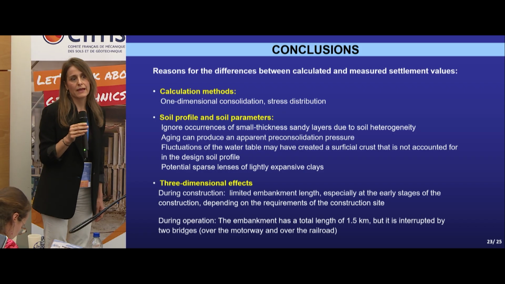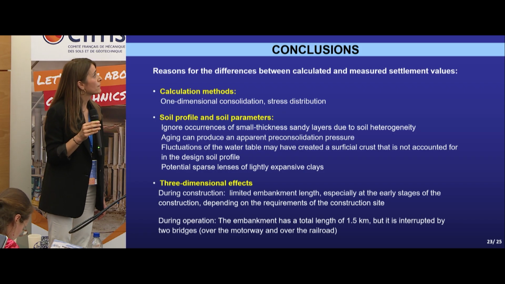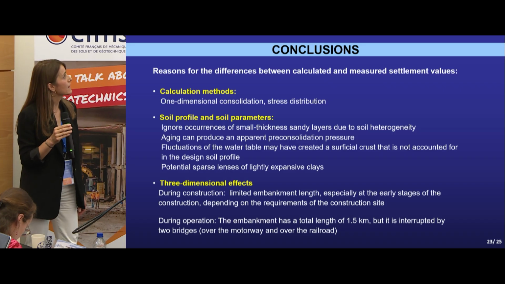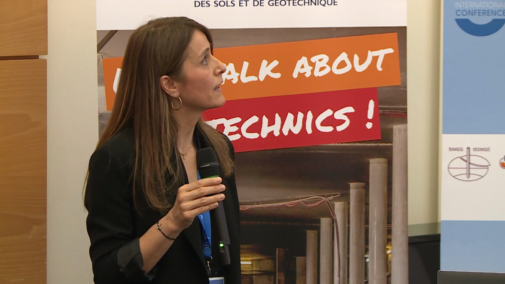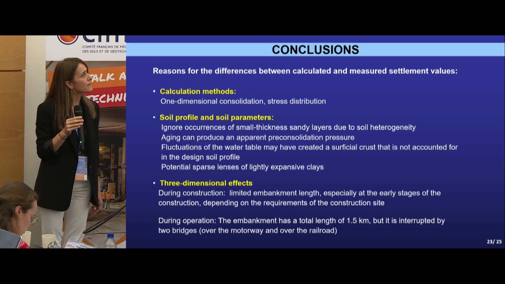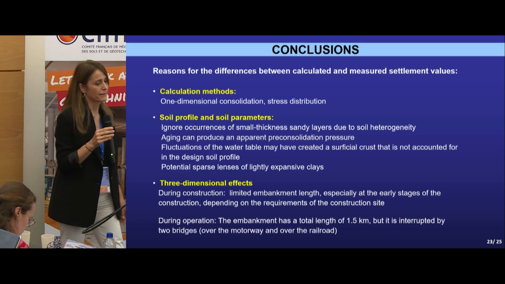And in this case of the interchange, the embankments are not infinite because the interchange is interrupted by three overpasses. One crossing over a railroad and two others above motorways.